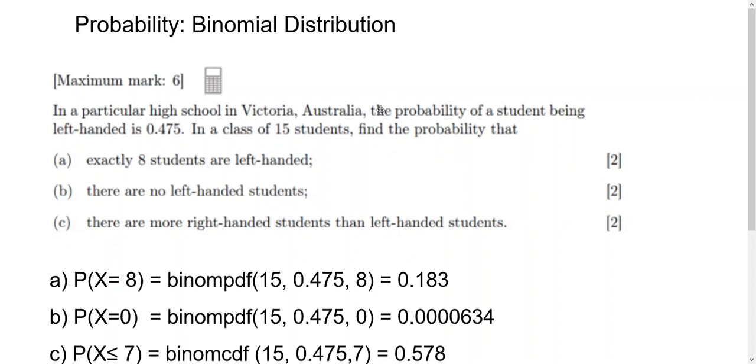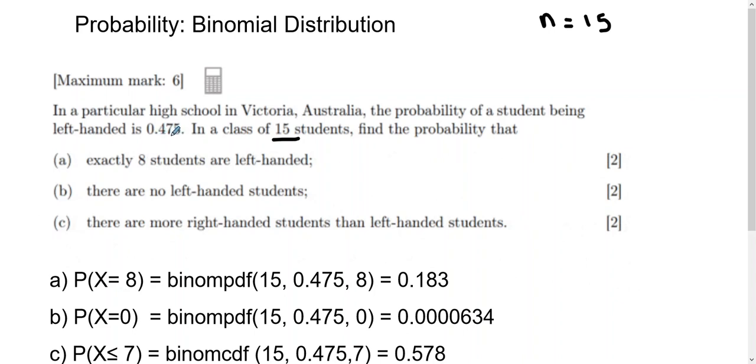Look at this problem here, which states that the probability of a student being left-handed is 0.475 in a class of 15 students, which gives us the number of trials, right? So the number of trials in this particular case is 15, n equals 15. Now we have two possible outcomes of a student being left-handed or not left-handed, that is right-handed. We will consider it as either left-handed or not left-handed. So we have two possible outcomes, and the probability of success, which is identified as being left-handed.